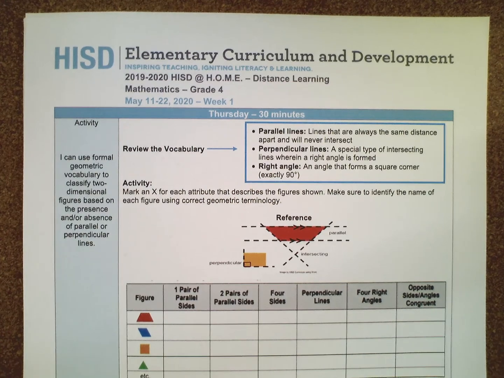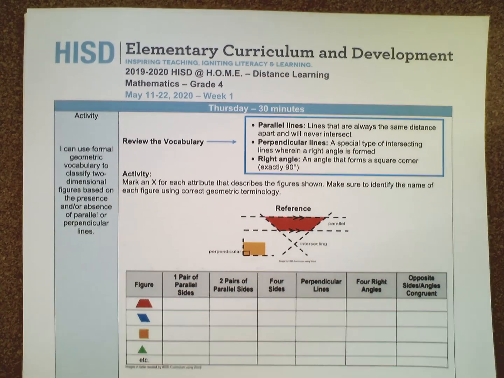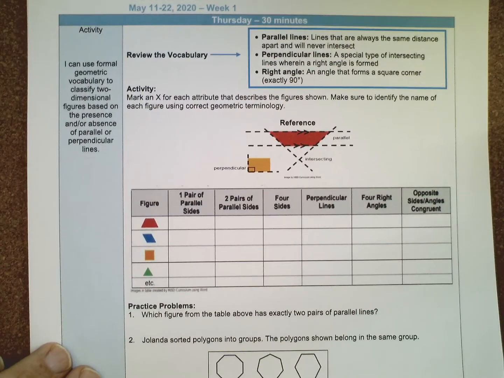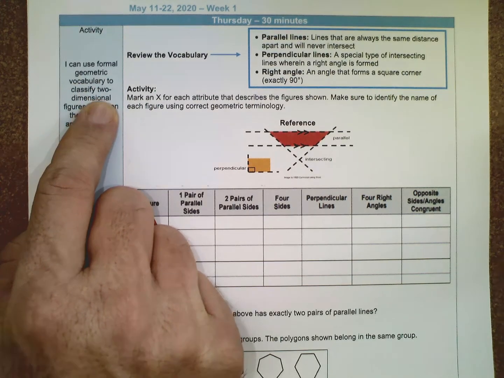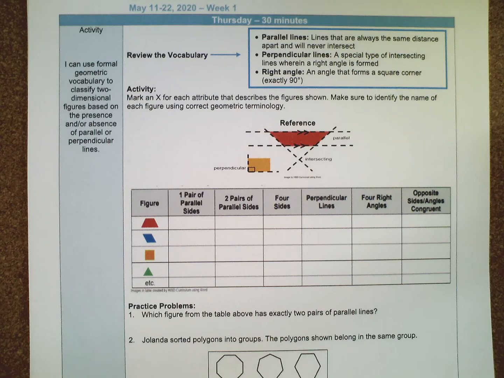Okay, now we're going to move forward to the lesson for Thursday, May 14th. Again, the activity is I can use formal geometric vocabulary to classify 2-dimensional figures based on the presence or absence of parallel or perpendicular lines.